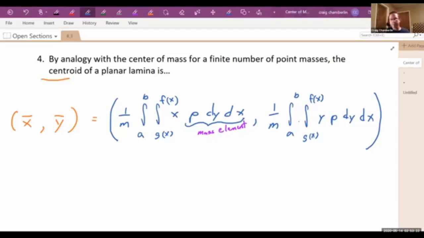Now it does, whoops, I ripped my earpiece off. Okay, it does simplify.